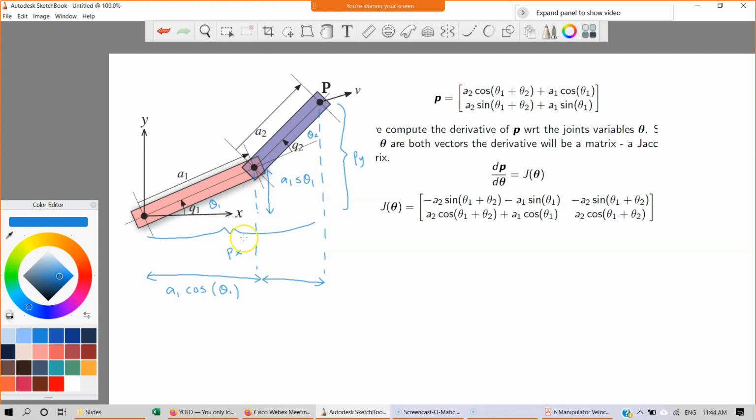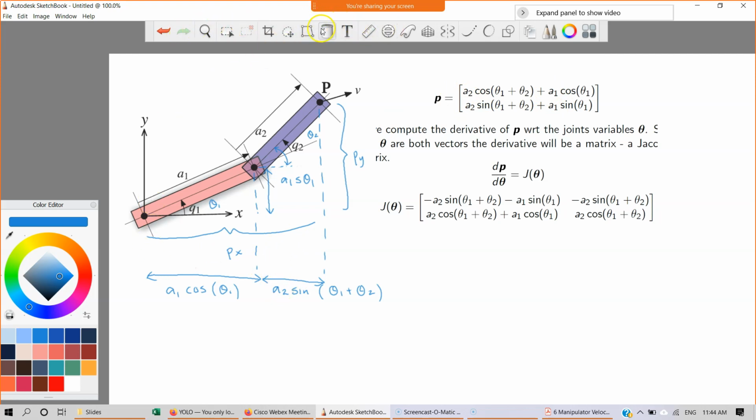Similarly, you can compute this part over here. So this should be what? A2 sine of this whole angle. This angle is theta 1 plus theta 2. So that's how we get the first element here, a2. Sorry, it has to be cos, it's not sine.